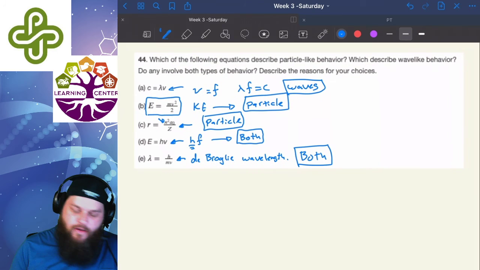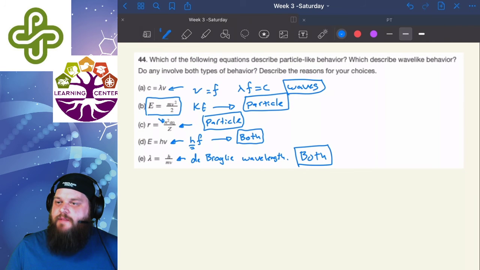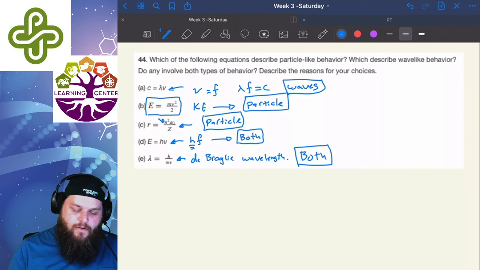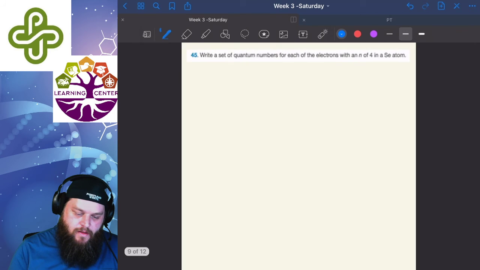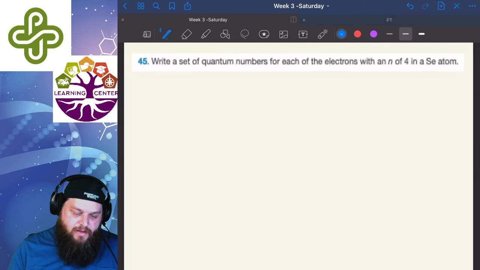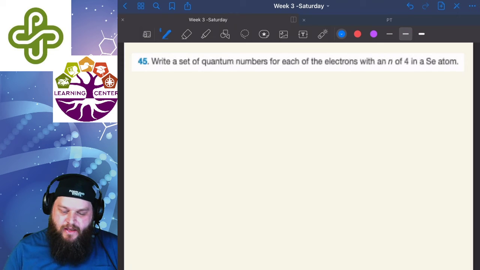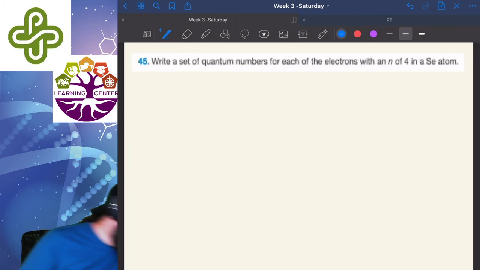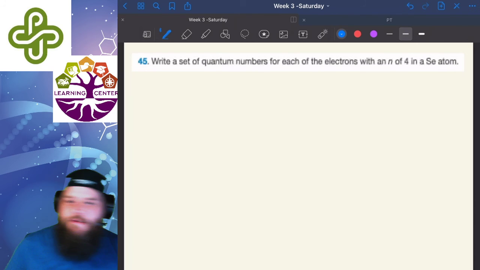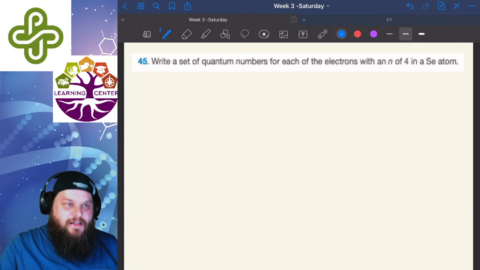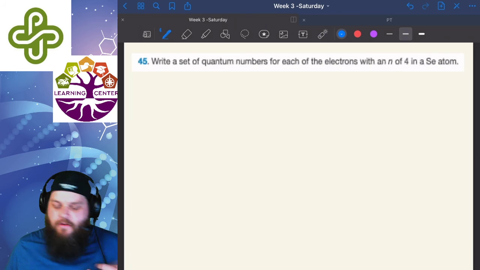So those are a lot of the equations you're going to use when you're talking about these types of things, and what the situations are for them, how those are behaving. This is the last one I really want to deal with here. Write a set of quantum numbers for each of the electrons in an n equals 4 in an Se atom. That's selenium. Yeah, I always pronounce that wrong, but I think I got it right. The selenium atom. So the selenium atom, we can write that electron configuration out.